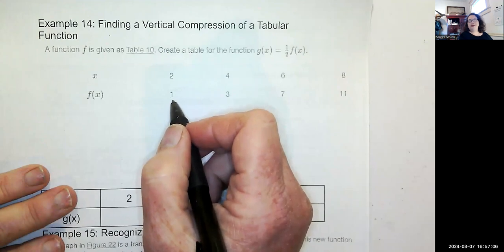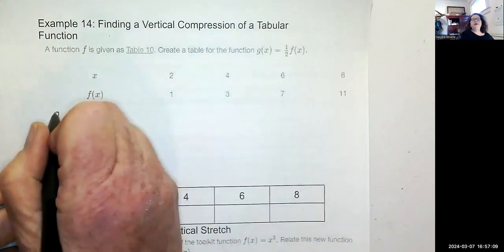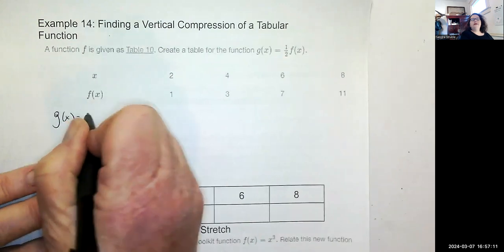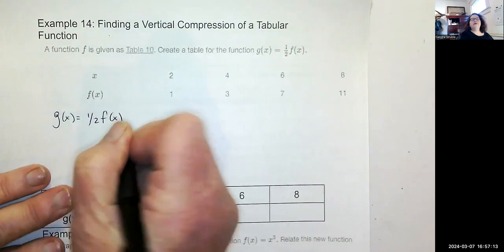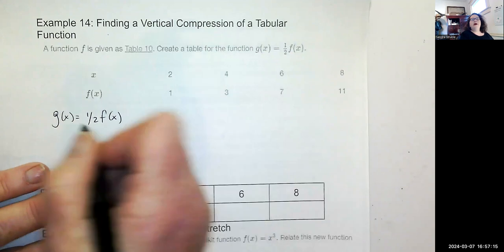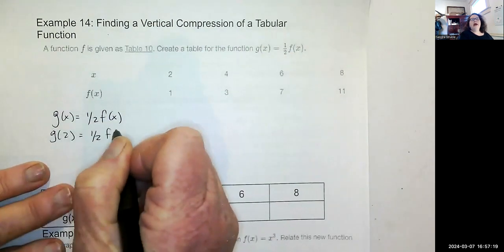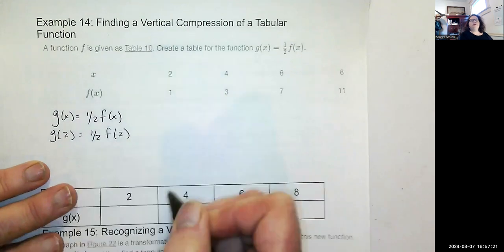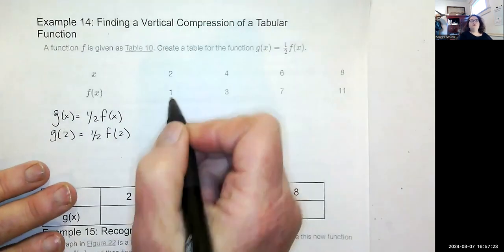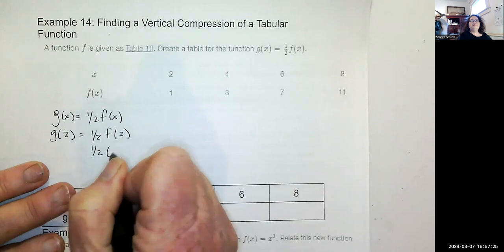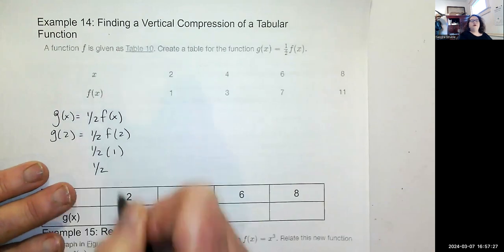be half of that. All right, so if g of x is half of f of x, that's half of the y value, then I can plug in a 2 and find out what half of f of 2 is. Well, f of 2 is 1, so that is 1/2.